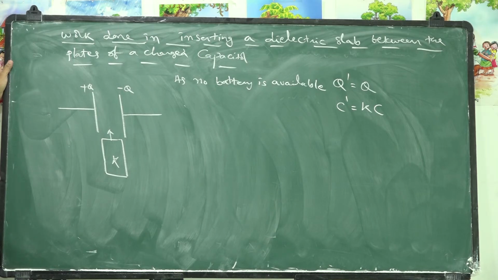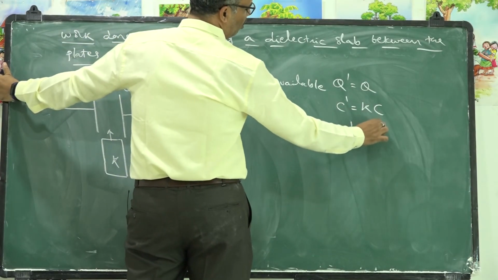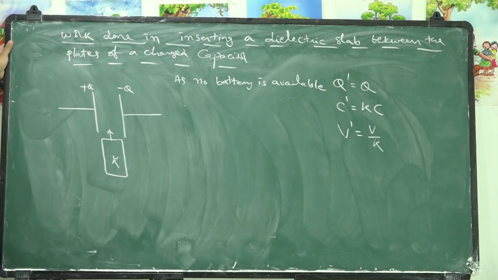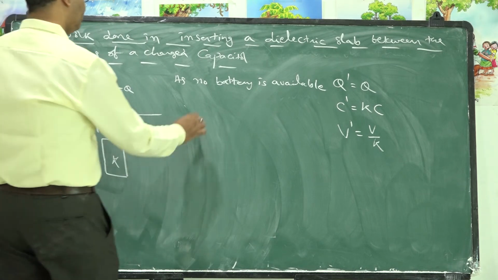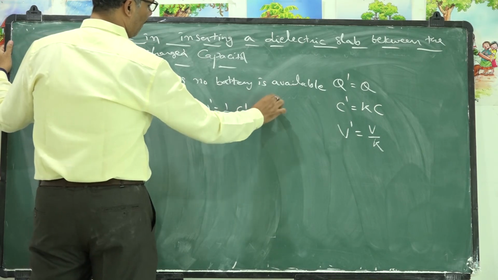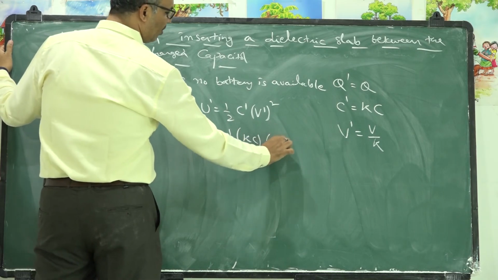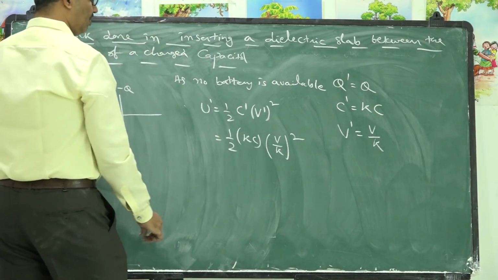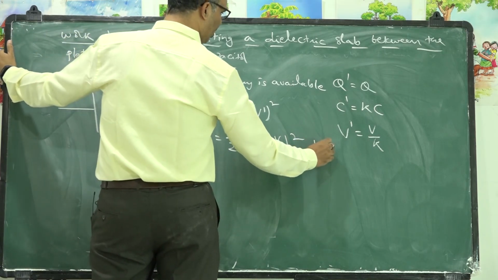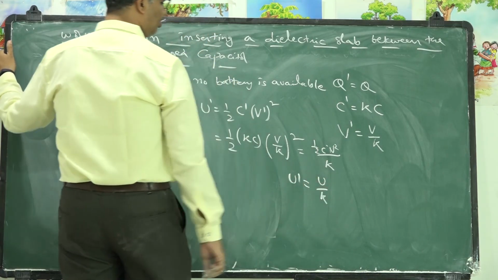So what is the new voltage and what is the new energy? We already discussed: new voltage becomes old voltage by K. And what is the new energy? New energy is equal to half new capacity into new voltage whole square. That is half into K times the old capacity into (V by K) whole square. We already discussed this. So it becomes half CV square by K, nothing but old energy by K. New energy becomes old energy by K.